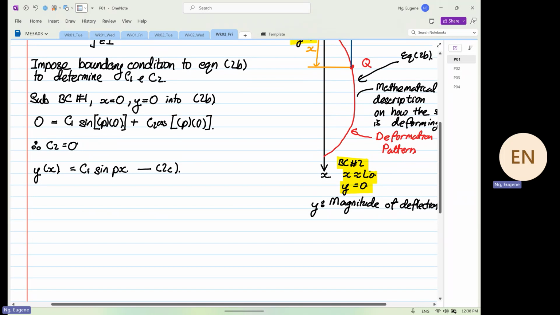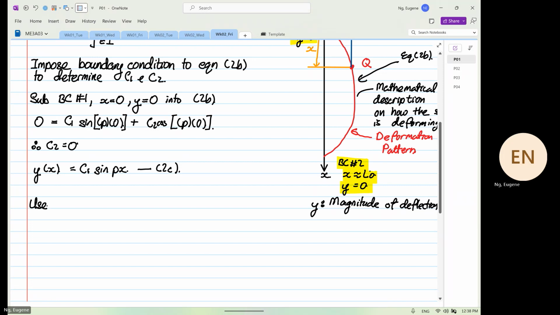So the next one we're going to use is boundary condition number 2. Now, take note, you can only use your boundary condition once. Okay, you cannot use the same boundary condition twice. You only can use it how many times? Once. Okay. So that is x is equal to L, y is equal to 0. So this is the condition that we are using now. Okay, as you can see.